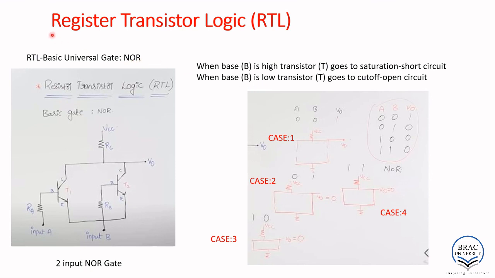So we can tell that through resistor transistor logic, we can implement one of the universal gates, which is the NOR gate. So we can implement any other gate.